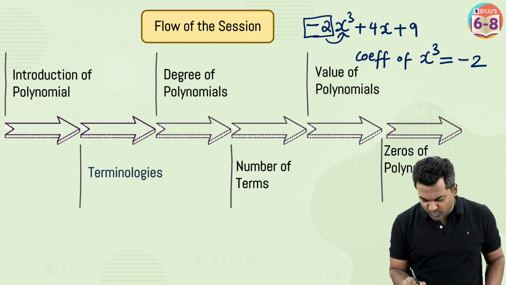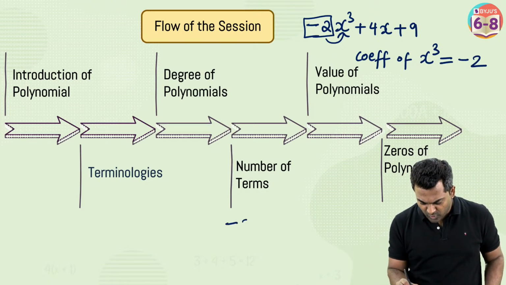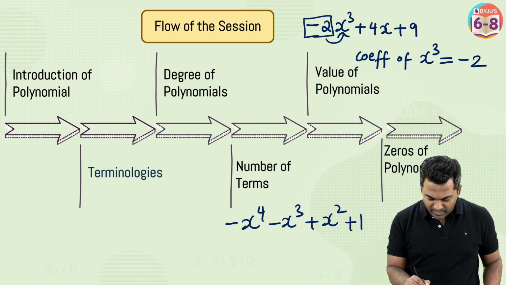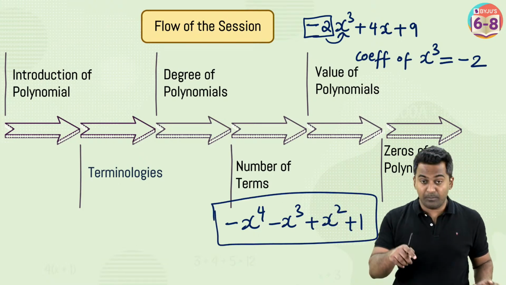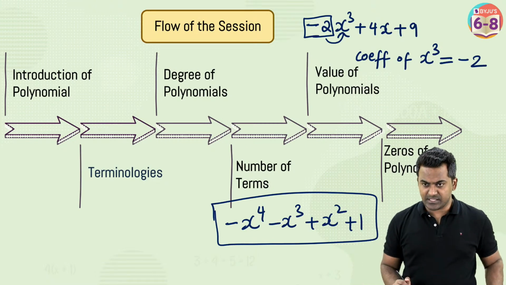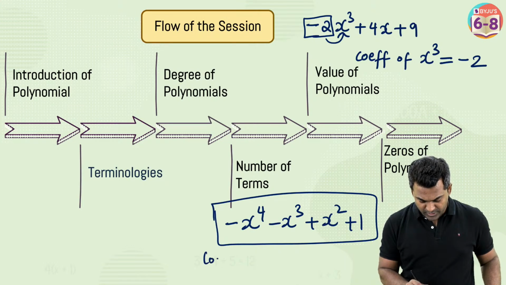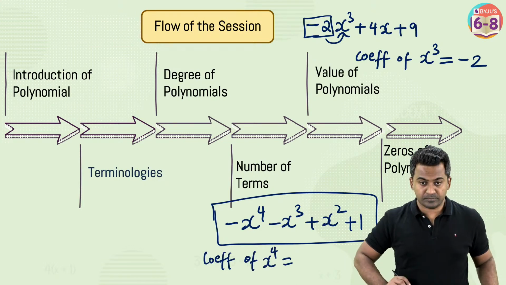But what if I give you this? Minus x power 4 minus x cube plus x square plus 1. I hope you can see this below. And if I ask you here, what is the coefficient of x to the power 4? Coefficient of x power 4.